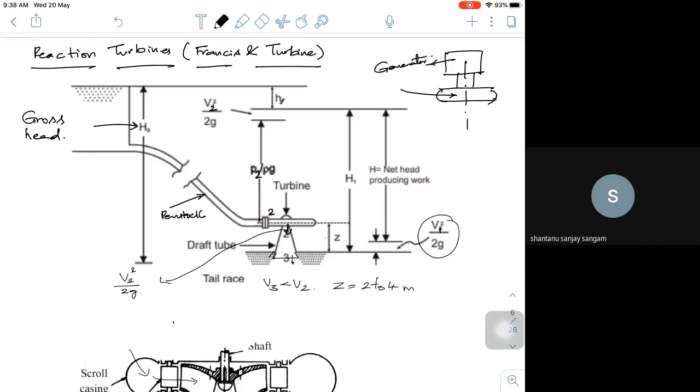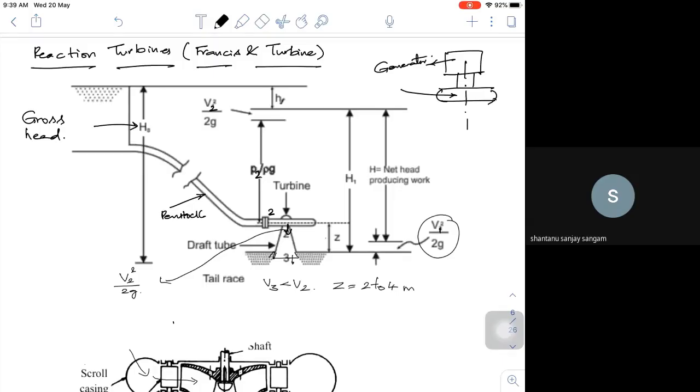The height at which your turbine is placed is called Z, or whatever it may be. That will be the height of your draft tube, the height above which your turbine is placed. And we do have something called the net head. What is this net head actually? Net head is the head under which your turbine will be working, after excluding all your frictional losses, kinetic energy losses at the inlet, and kinetic energy losses at the exit. Whatever the head under which your turbine is placed after removing all those things, that is called the net head.